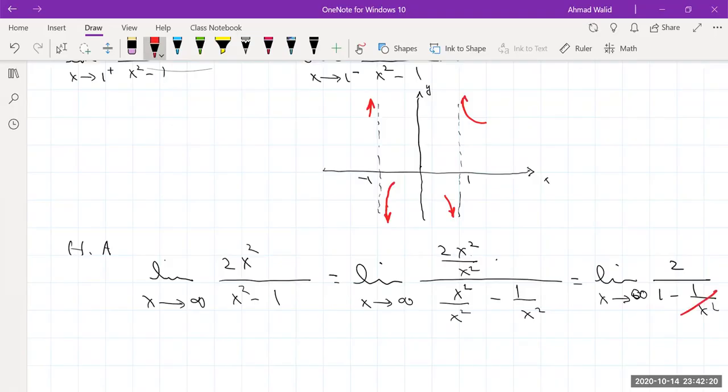This part becomes 0, right? Because you are approaching infinity. Then your answer is 2, right? Your limit becomes 2. It means y equals 2 is your horizontal asymptote. If I graph it here, for example, this is 1, this is 2. At y equals 2, you have this horizontal asymptote like this.